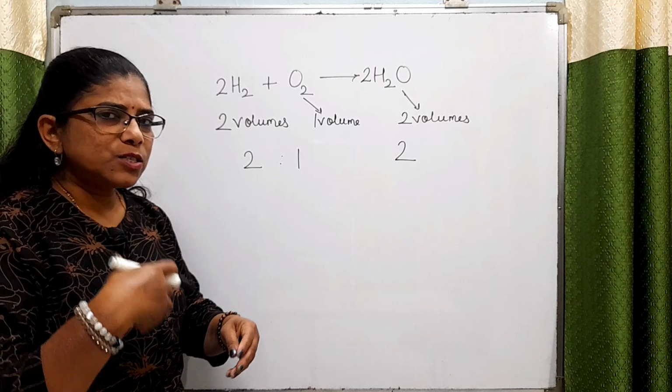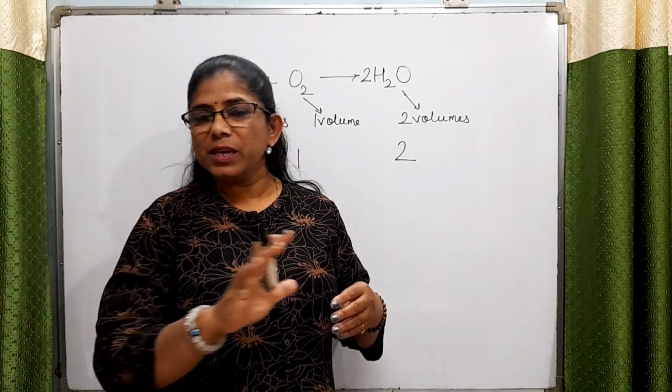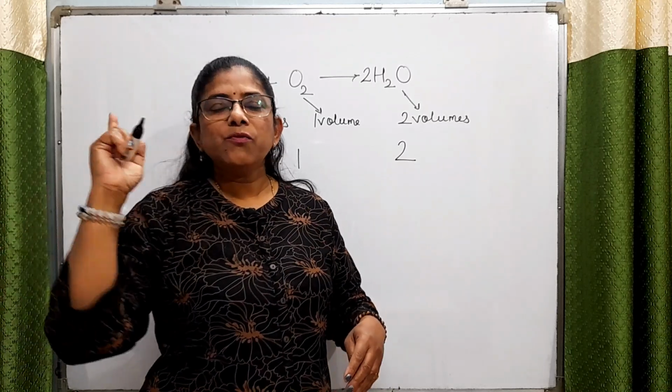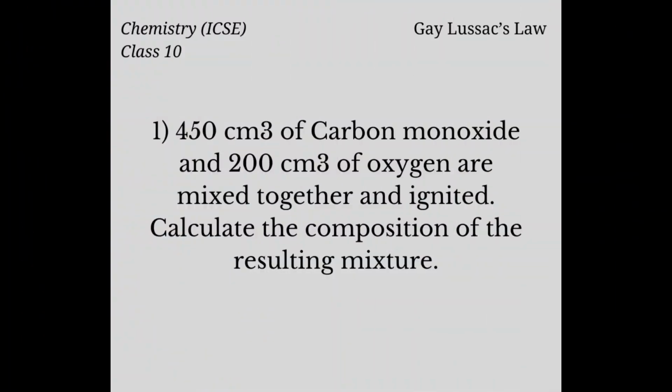Now when we start solving the word problems based on this law, you will clearly understand the meaning of this law. So now without wasting time, straight away let us go to the first problem based on this law. The first problem is: 450 cm3 of carbon monoxide and 200 cm3 of oxygen are mixed together and ignited. Calculate the composition of the resulting mixture.